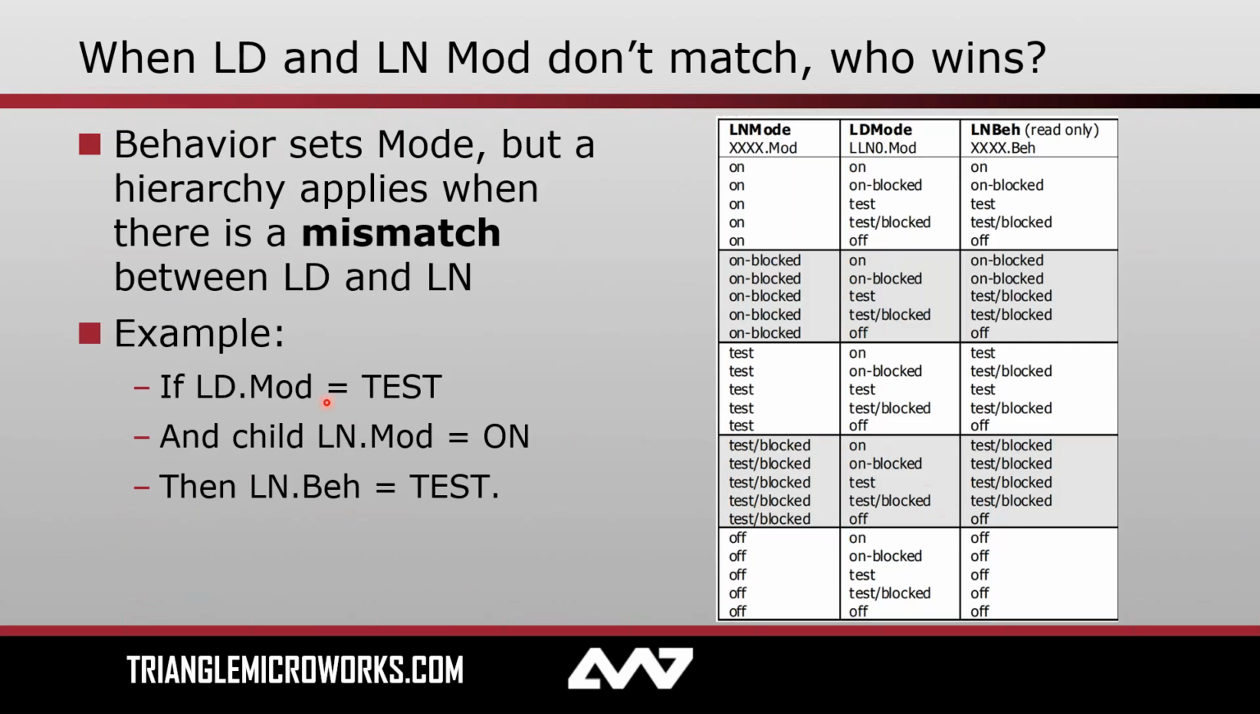For other states, for example, if the logical device is in test, that again is inherited to the child, and the behavior of the child would still be test. On the other hand, if the parent is on, but the child is in test, then test actually wins and the behavior of my child would be test. So this table, which we'll put into the cheat sheet that will be distributed later on with the companion exercises, just shows you who wins when the mode of the parent logical device and the child logical node don't match up.